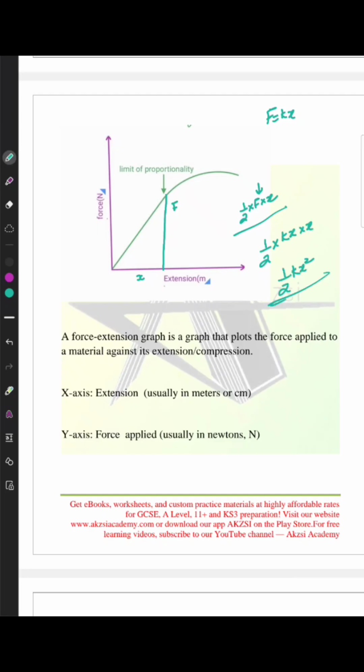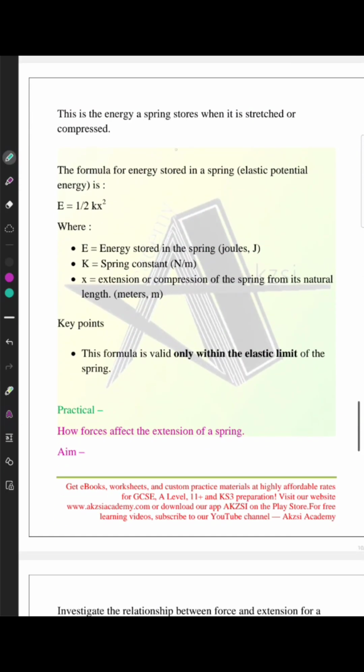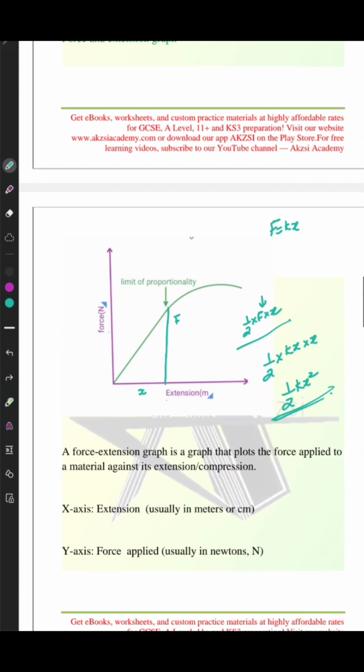That's what I explained, and that's why it's specifically mentioned that this formula for the energy stored in a spring, the elastic potential energy, is valid till your limit of proportionality, or within the elastic limit, which is already mentioned here as well. This formula is valid only within the elastic limit, because we are actually calculating the area of this triangle. When I calculate the area of this triangle, that gives me this formula. If I go beyond that, it will be entirely different. So this formula, half kx squared, is valid only till this point.